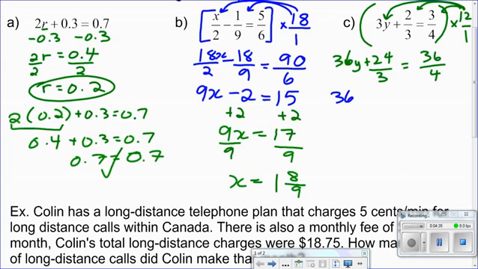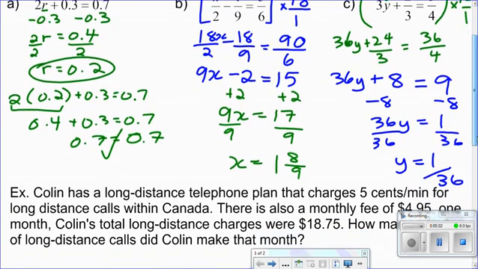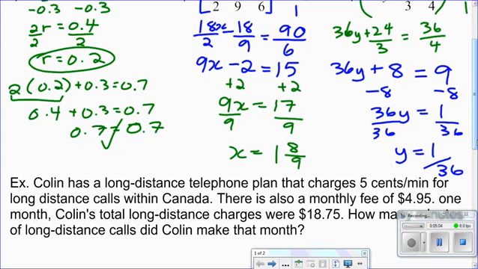So then we get 36y plus 24 divided by 3, which is 8, and equals 36 divided by 4, which is 9. Now we have no fractions, no decimals, nice and easy, simple two-step. So y equals 1 over 36. So if any of those were a struggle for you, I would expect you to come into tutorials.